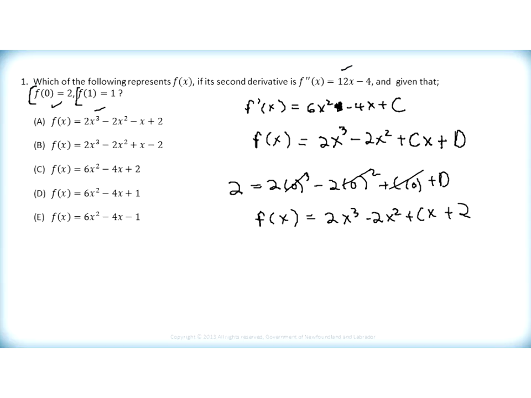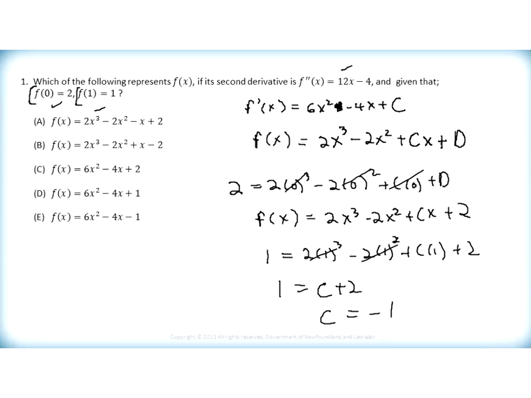Okay, so now we can use our other initial condition to help us find the value of c. So if f of 1 equals 1, I know that f of x has a value of 1 when x is equal to 1. So I'll fill that in here. And I've got 1 equals 2 minus 2 goes away, and that's going to be just c plus 2. So then c equals negative 1.